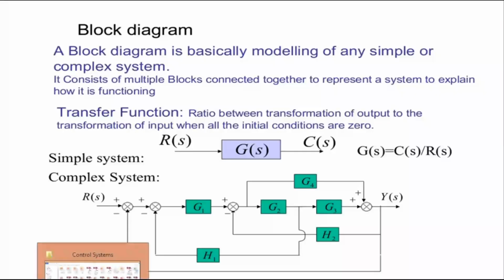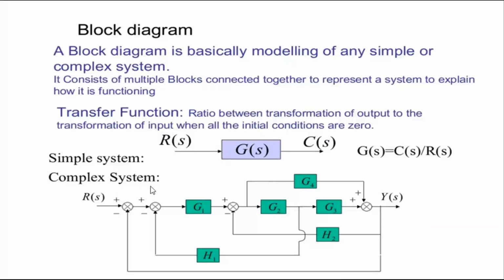First of all, what is a block diagram? A block diagram is basically a modeling of any simple or complex system. Here let's see the example. This is a simple system. It consists of only one block G of S, with input R of S and output C of S. This is the simple system block diagram.